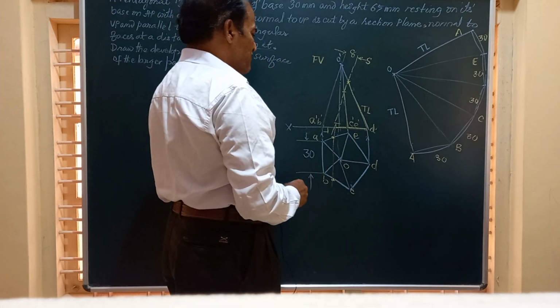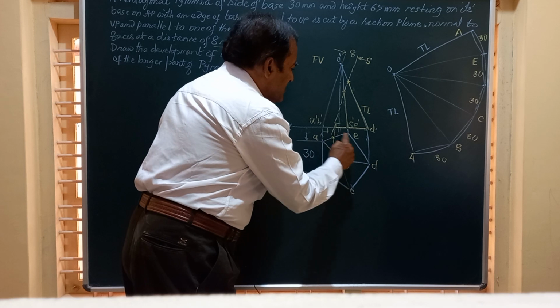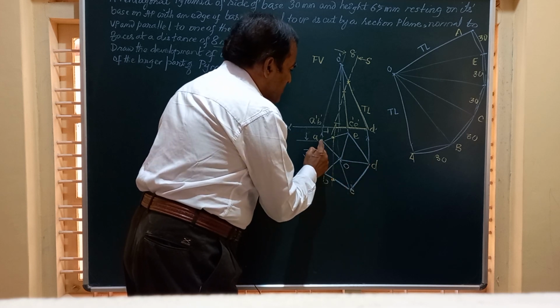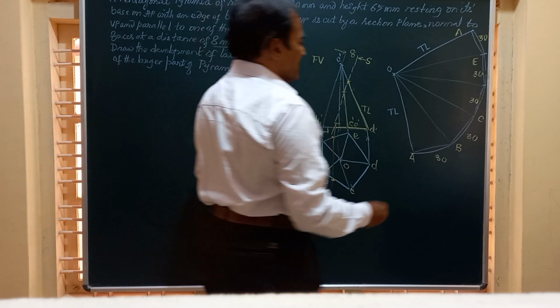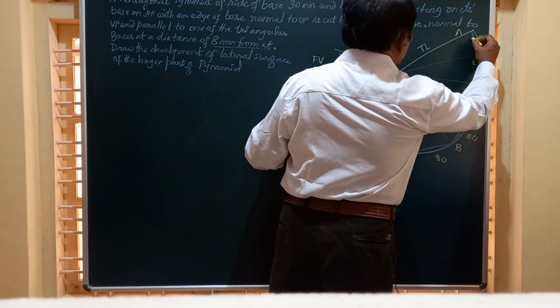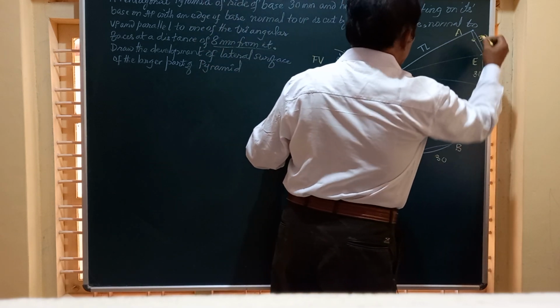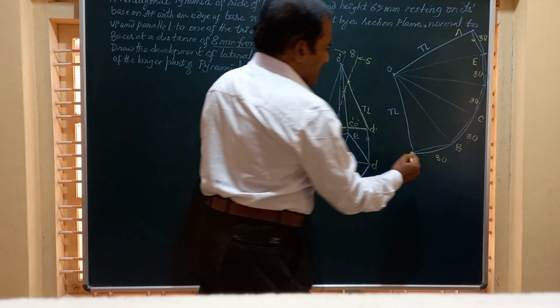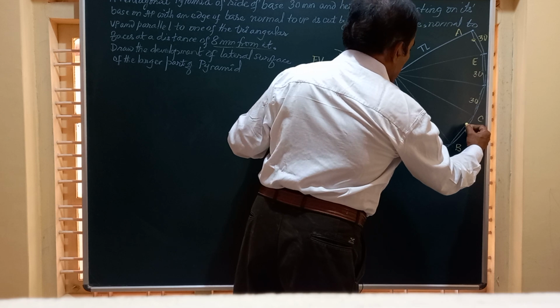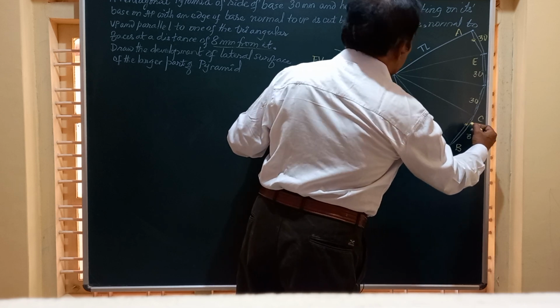They are cut. So how to locate that? All these dimensions are true length. So on AE nearer to A, you take this distance. On AE nearer to A, you have this distance. Next, you have got on BC nearer to B. On BC nearer to B, you have this distance.